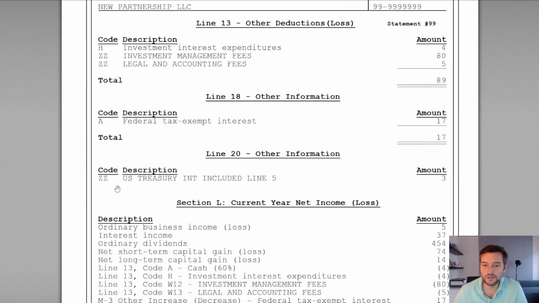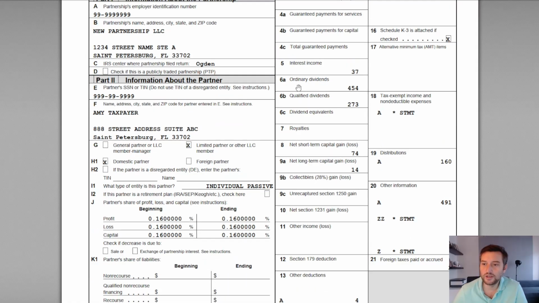So code ZZ is telling us that there is U.S. Treasury interest that's included in line 5. All right, so $3. So what are they saying there? Well, if you look at line 5, interest income was $37. Now U.S. Treasury interest within that amount is $3. So the rest of it might be just bank interest income, and they're letting us know that, okay, of the 37, the $3 is going to be U.S. Treasury interest, and that's important because of state tax purposes, right?